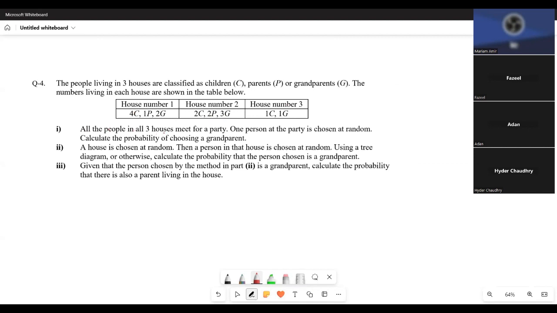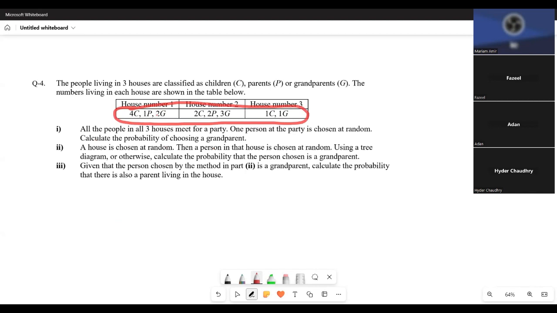All the people in 3 houses meet for a party. One person at the party is chosen at random. Calculate the probability of choosing a grandparent. Okay, so ये सारे इकट्ठे हैं एक जगह. One person is chosen from all these people. What's the probability that that person is a grandparent?